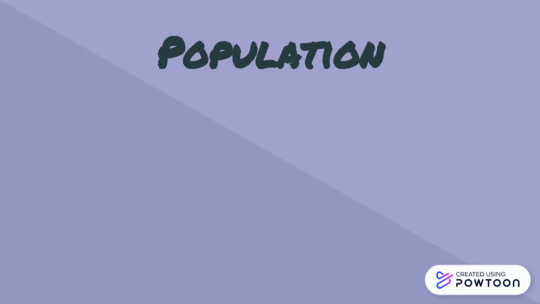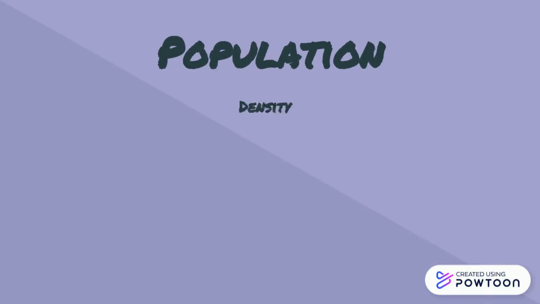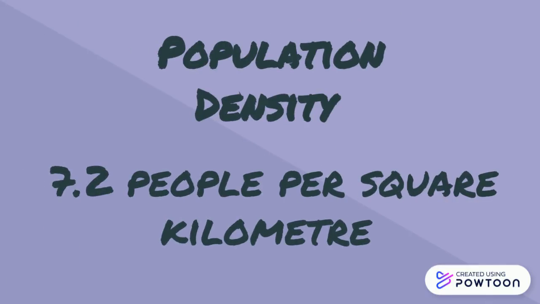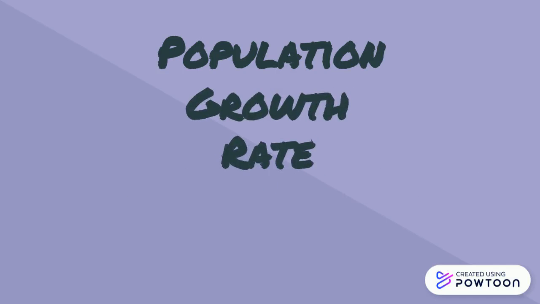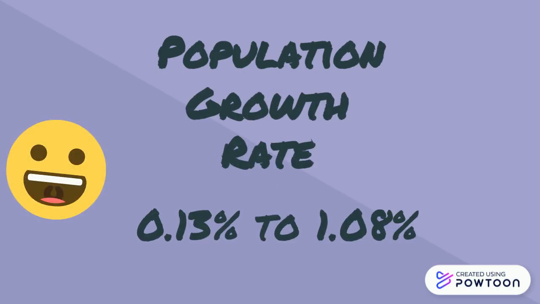The population of Tasmania isn't so great, with around 528,000 people. The population density of Tasmania is 7.2 people per square kilometer. And finally, through the period of 8 years, the population growth rate of Tasmania is 0.13% to 1.08%, or 666 people to 5,500 people.